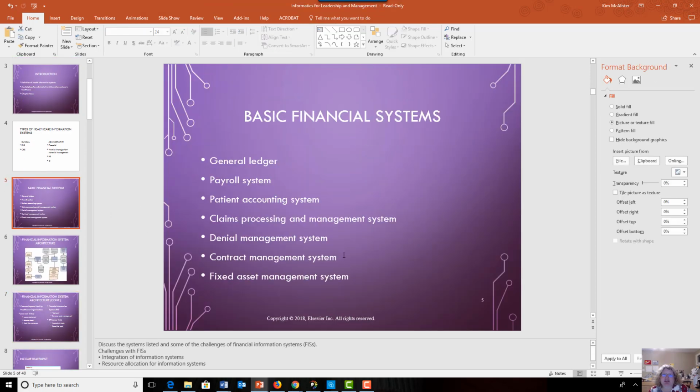So the first system we want to talk about is the basic financial system. This basically allows the hospital to bill. It allows the hospital to pay you, which is nice. It also manages claims. It will send out claims and receive claims back, and it will bill and receive money back. It also has to have a way to handle all the denials that happen. Many, many times claims are sent out and they're denied.